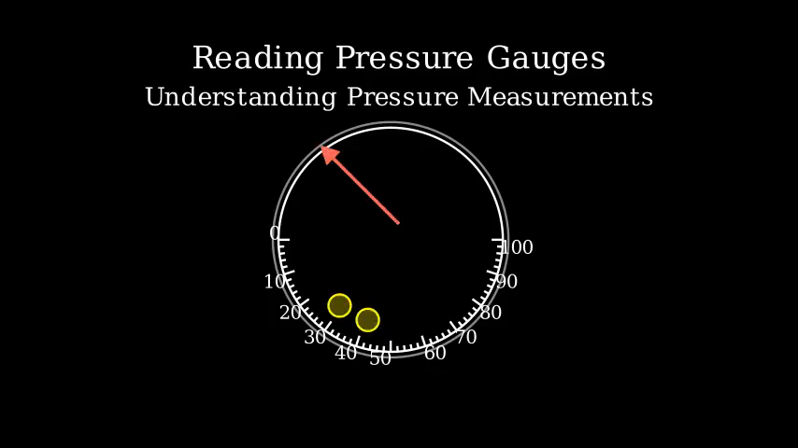To read a pressure gauge, first identify the major scale divisions. Each major mark typically represents 10 units. Then look at the minor divisions between the major marks. Each minor division typically represents 2 units. The needle points to the exact pressure reading. In this case, our needle is pointing to 35 psi, pounds per square inch.